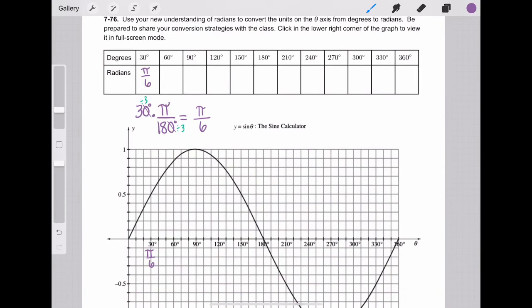Now the next one is 60 degrees, so same way. 60 degrees times pi over 180. I've got zeros that I can cancel out there, and then I can divide both of these by 3. No, by 6. So that gives me pi over 3. So this one would be pi over 3. And that's it. So just keep going and complete the rest of the table.